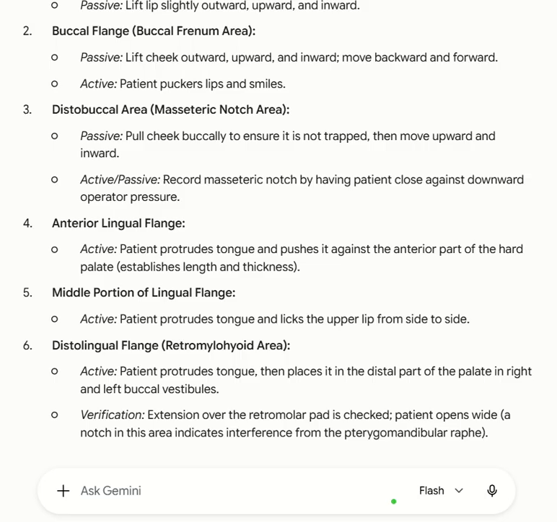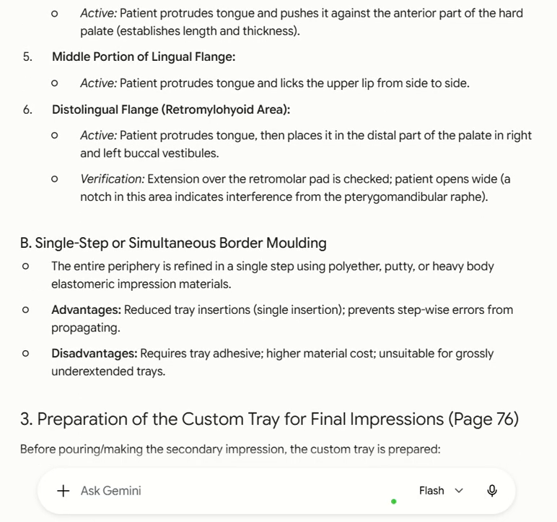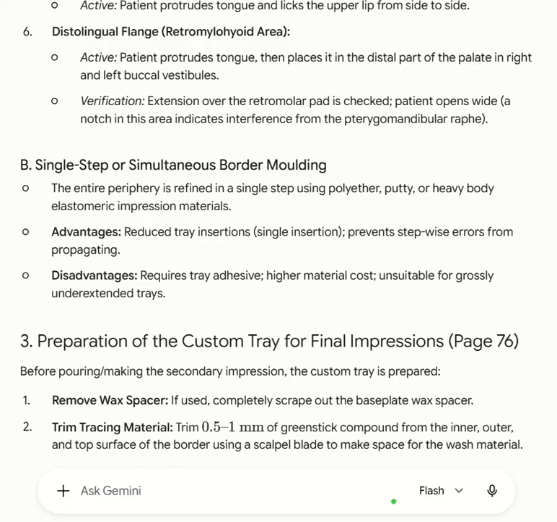B. Single step or simultaneous border molding. The entire periphery is refined in a single step using polyether, putty, or heavy body elastomeric impression materials. Advantages: reduced tray insertions, single insertion, prevents stepwise errors from propagating. Disadvantages: requires tray adhesive, higher material cost, unsuitable for grossly underextended trays.